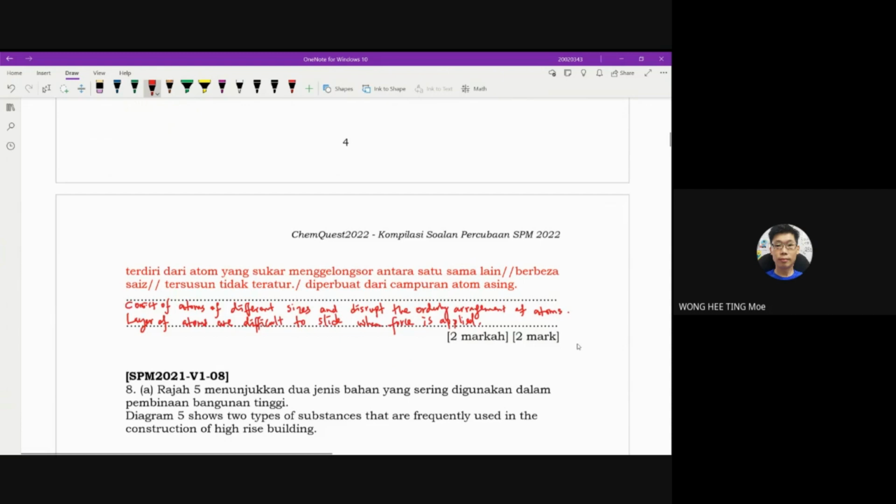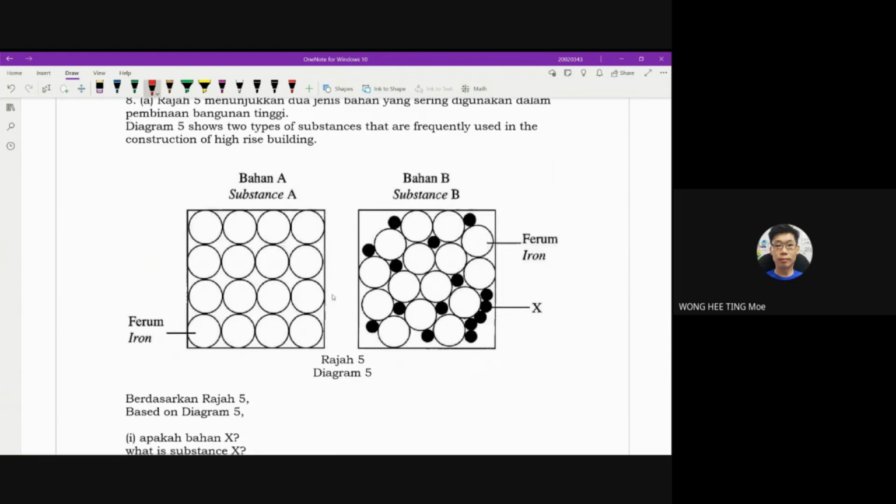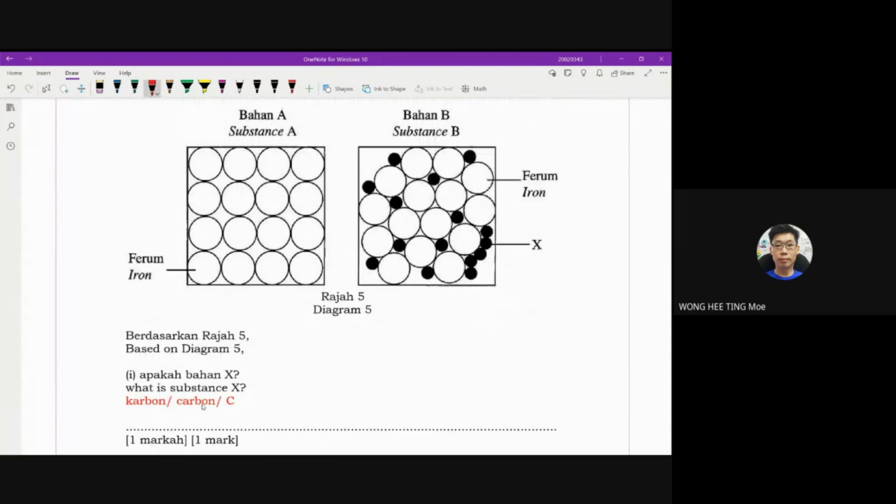Okay, next we look into this one. I think almost the same now. The diagram shows two types of substances that are frequently used in the construction of a high-rise building. So what is X? X is carbon, right? High-rise building means it's steel, right? So carbon. Write down: substance X is carbon.